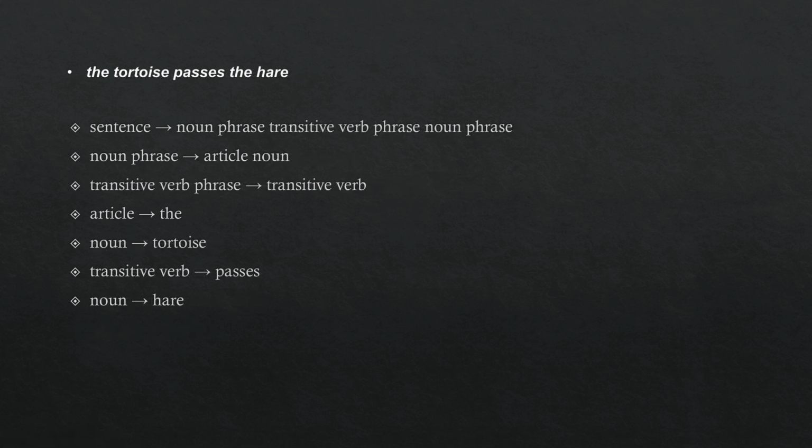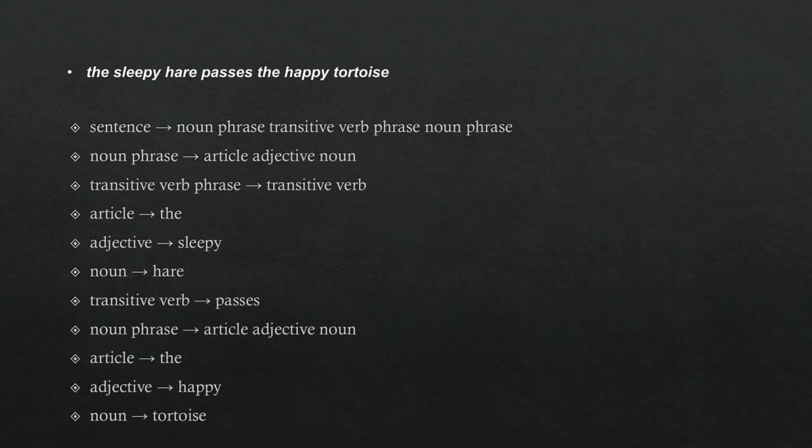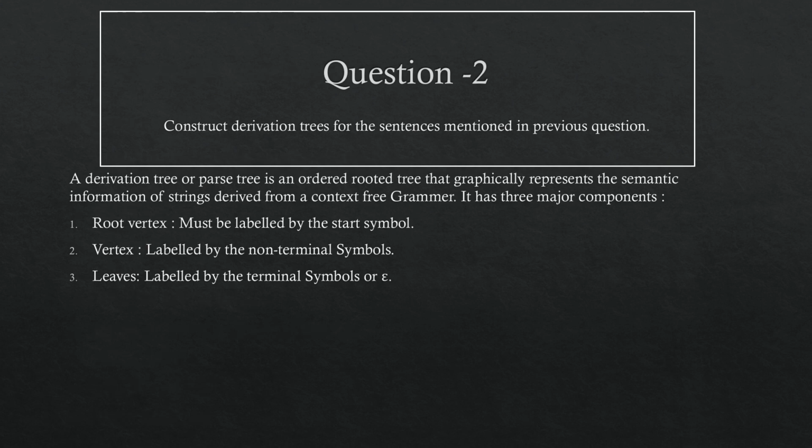"The tortoise passes the hare" is a valid sentence. And finally, "the sleepy hare passes the happy tortoise" is also a valid sentence. In question number 2, we have to construct derivation trees for the sentences mentioned in the previous question.